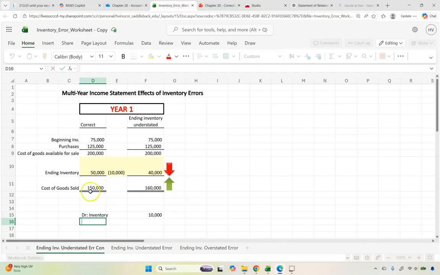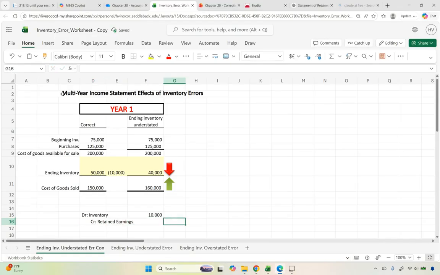It should have only been $150,000. So I need to reduce my cost of goods sold by $10,000, but I can't, because the income statement from the prior year is now closed, but that net income would have flowed into retained earnings. So my credit is going to go into retained earnings from the prior year for $10,000. We have 160 and it should have been 150.